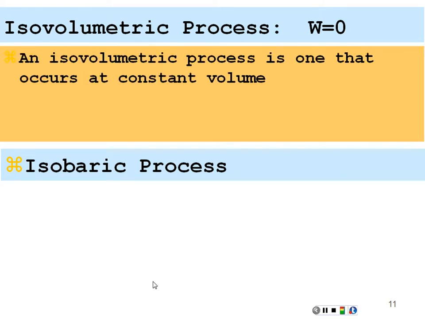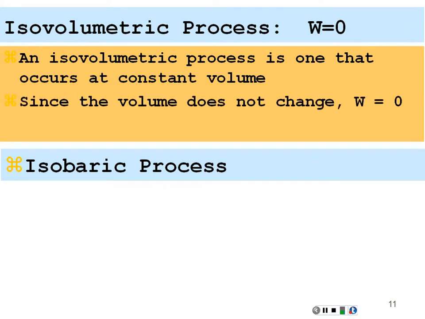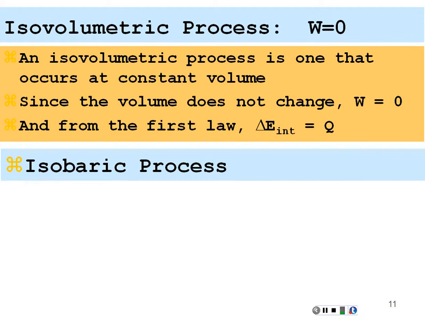In the isovolumetric process, we have no change in volume, so there's no work done. You have to have a change in volume to have work done. So an isovolumetric process is one that occurs at constant volume. Since the volume does not change, work is 0, and from the first law, our change in internal energy will simply be equal to the heat added to the system. This is also called an isochoric process.